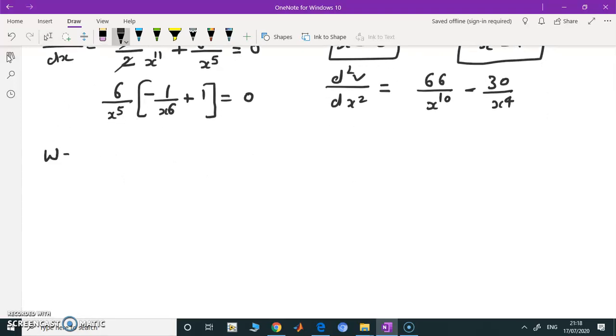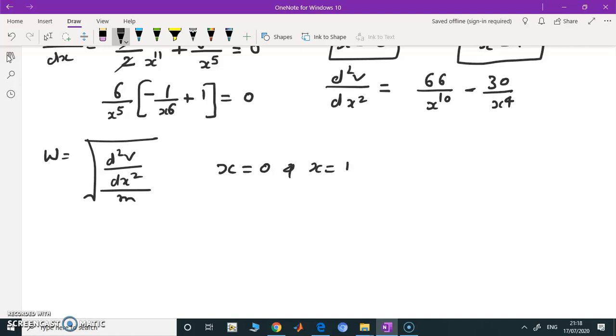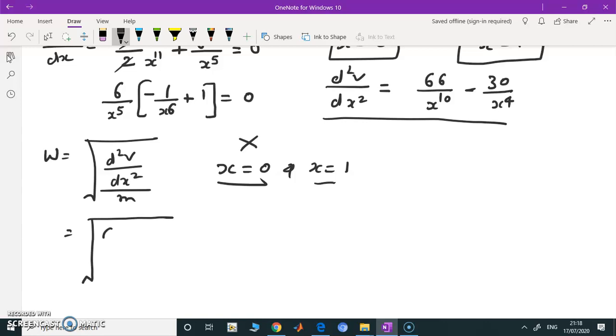We know omega is equal to the square root of d^2V/dx^2 divided by m. We are getting our equilibrium points, x is equal to 0 and x is equal to 1, and this is our double derivative. If we put x is equal to 0, everything will be 0, that is not there in our options. So we will put x is equal to 1 here.